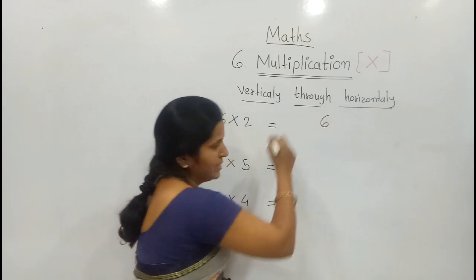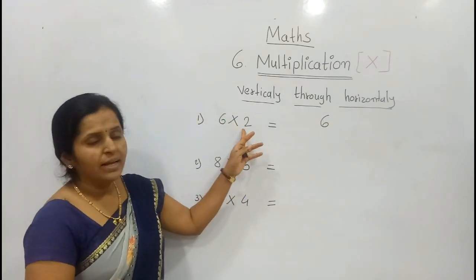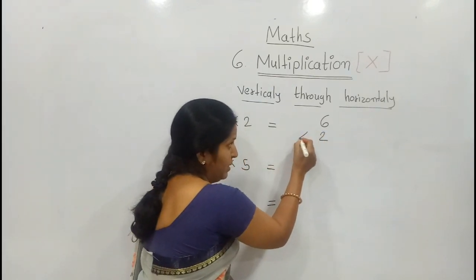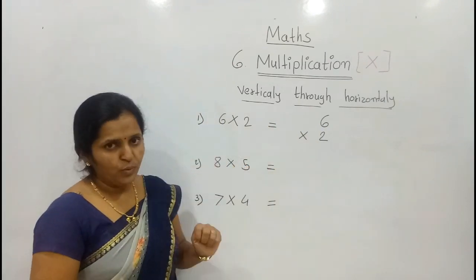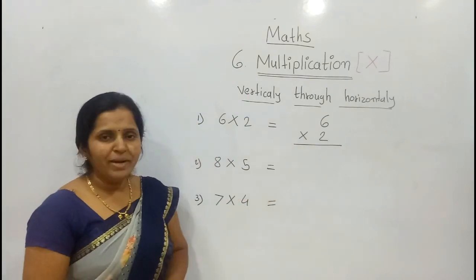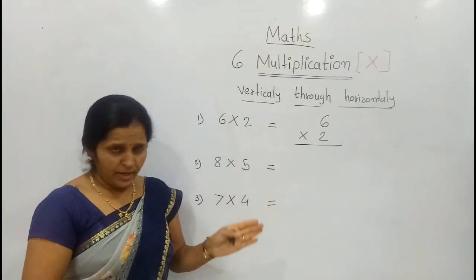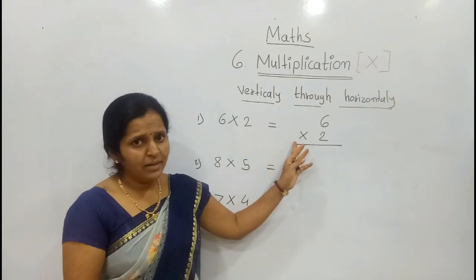Firstly write the 6. It's in the ones position. Exactly below that, take the other number, that is 2. Give the multiplication sign beside that 2. And after that, let's do the multiplication. As we write the examples of subtraction and addition vertically, the same way, only we have to change the sign.